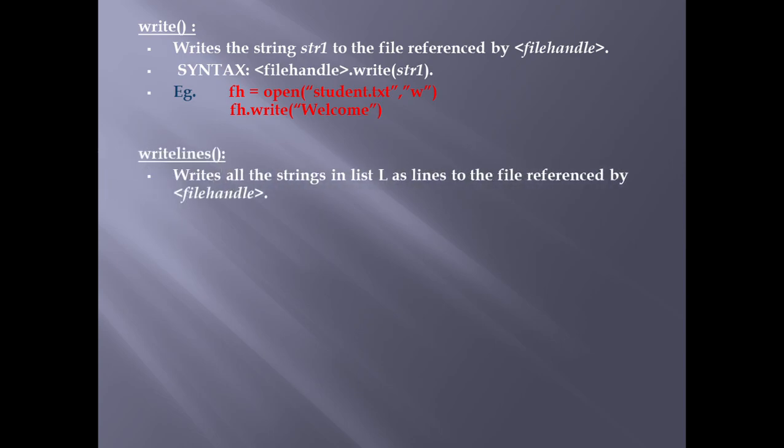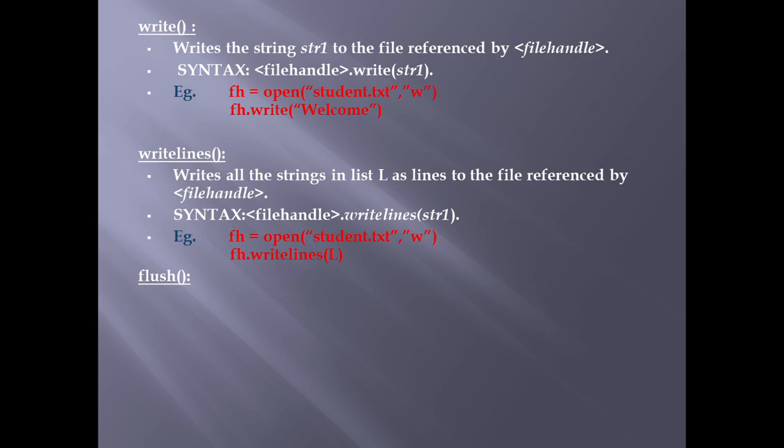The writelines function will write all the strings in the list given as lines to the file referred to by the file handle. See the example. fh = open("student.txt", "w"), that is, the file is opened in write mode. And fh.writelines(L). So this L is a list which is already defined. So the contents will be written into that file.